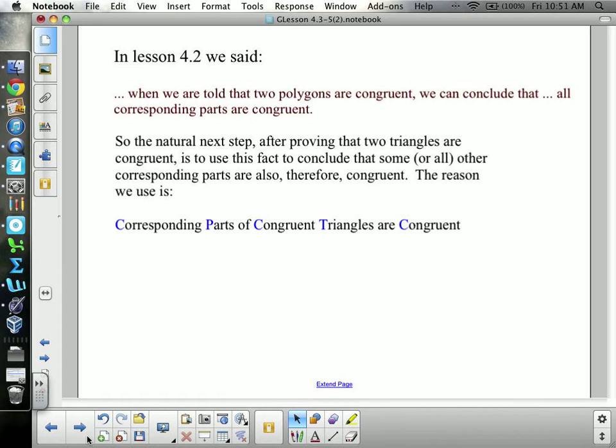And here it is again. Corresponding parts of congruent triangles are congruent. You're going to want to know that phrase. It's important. Again, it is not one of our congruent shortcuts. It doesn't prove the triangles are congruent. We use it when? After congruent triangles. It's almost always the reason we use right after congruent triangles if we're going beyond congruent triangles. Almost always.